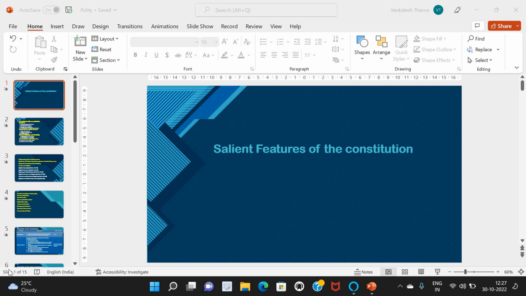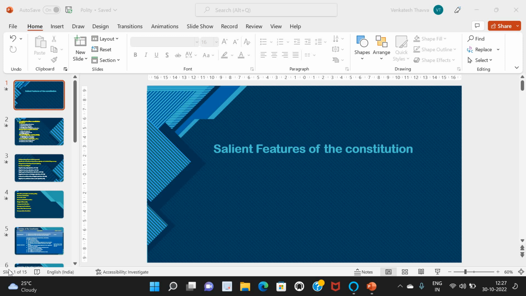Hi friends, today I am going to discuss the topic: salient features of the constitution, schedules of the constitution, and sources of the constitution. See, the Indian constitution is unique in its contents and spirit. Though borrowed from almost every constitution of the world, the Constitution of India has several salient features that distinguish it from the constitutions of other countries.